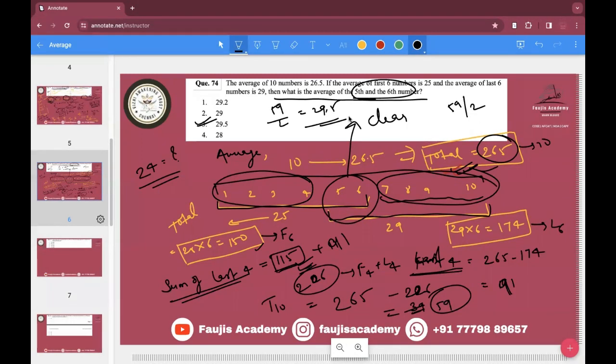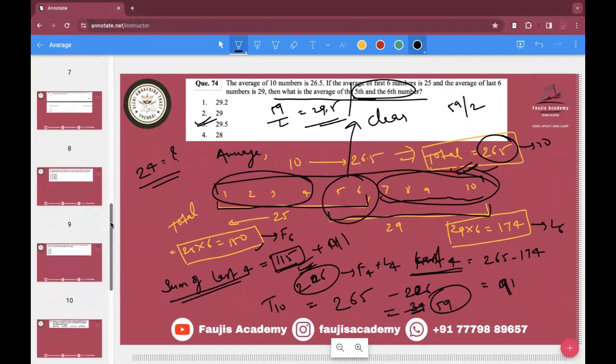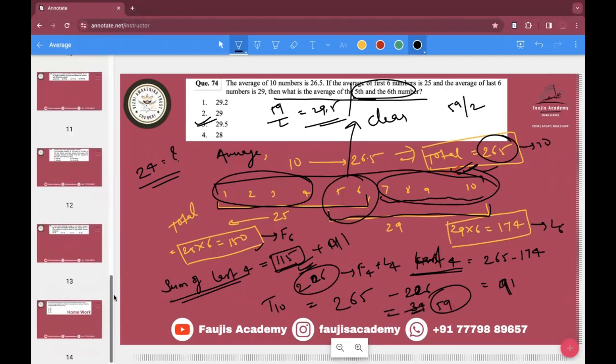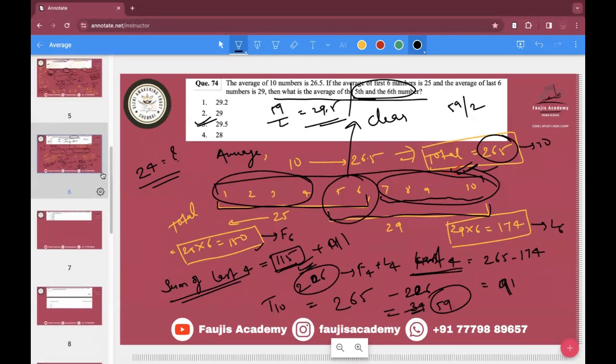Any doubt, anyone? Guys, look, we want to finish it off before 10:15. 1, 2, 3, 4, 5, 6, 7, 8. Good number of questions we still have. But if you study it this way, your whole chapter is clear.